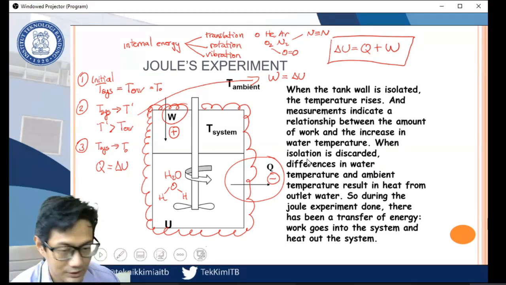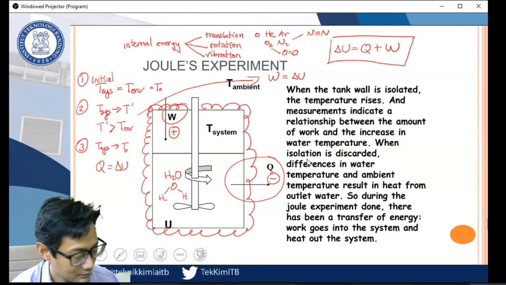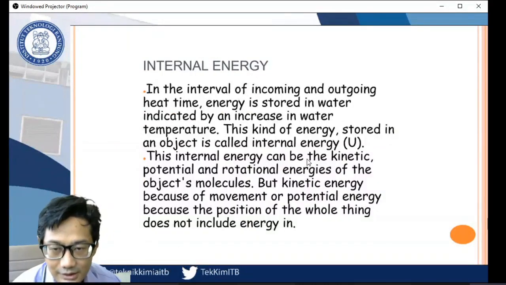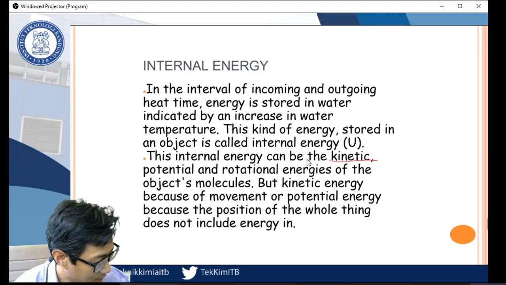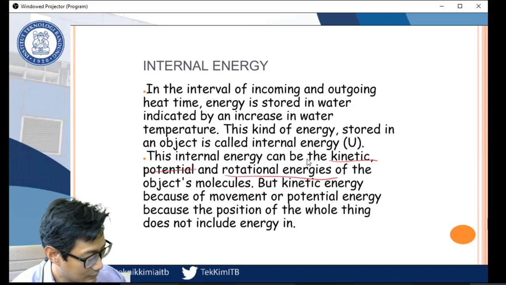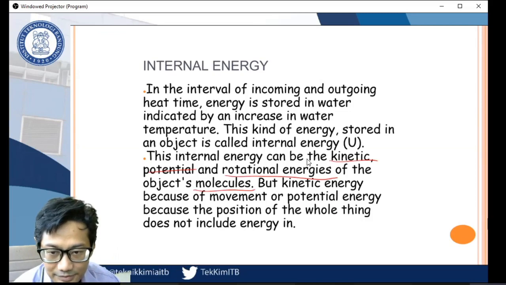Any question up to this point? No? If not, let's go into detail about this. Remember, the internal energy can be kinetic, potential, or the rotational energy of the molecule itself.